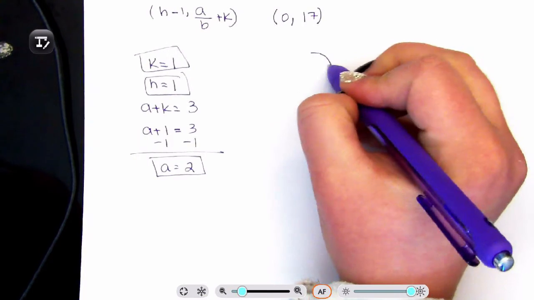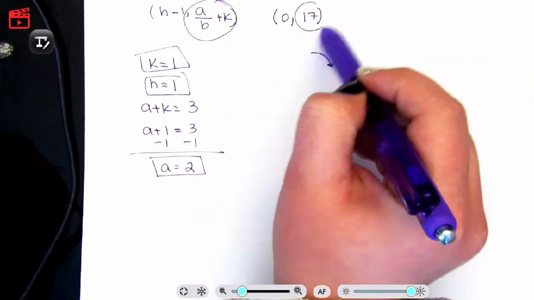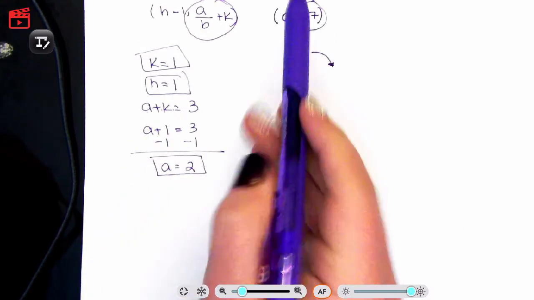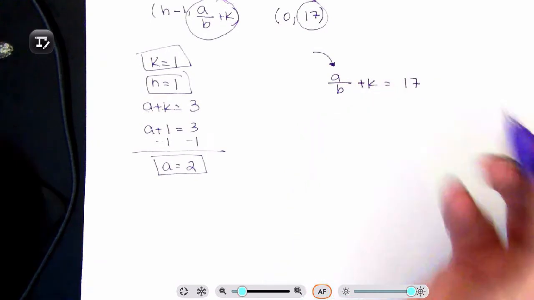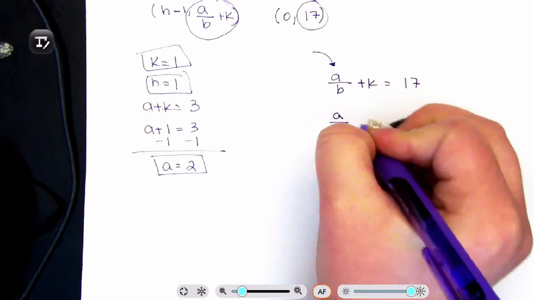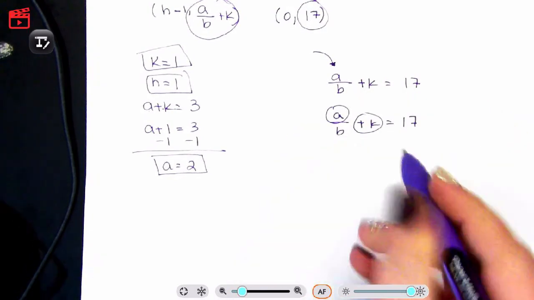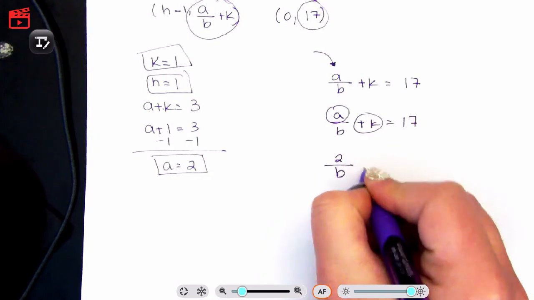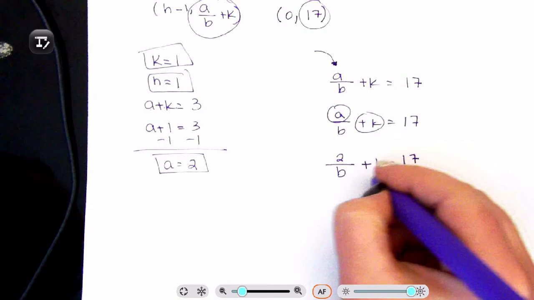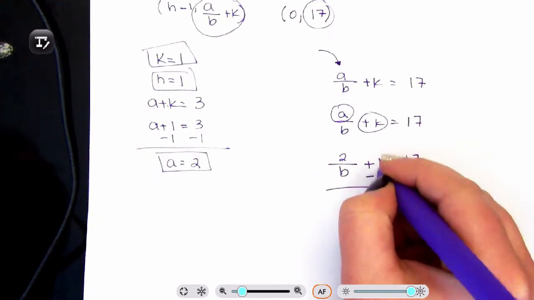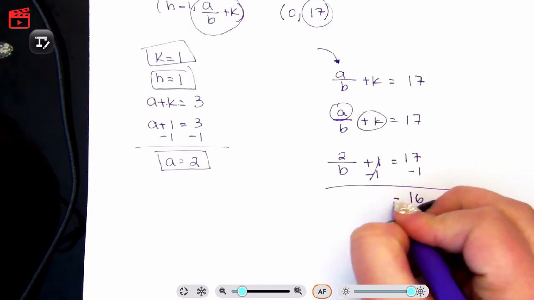Now this is another thing that I'm going to show you to do for solving for b. You can do this instead of doing the x. Just like we set a plus k equal to 3, I'm going to set a over b plus k equal to 17. We know the a value, we know the k value. So then we're just going to be left with b. So a is 2, k is 1. So let's solve. I'm going to subtract 1, subtract 1. So I have 17 minus 1, that is 16. I have 2 over b.